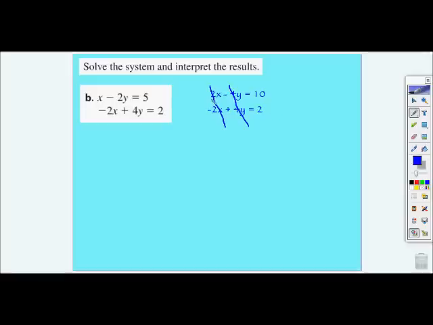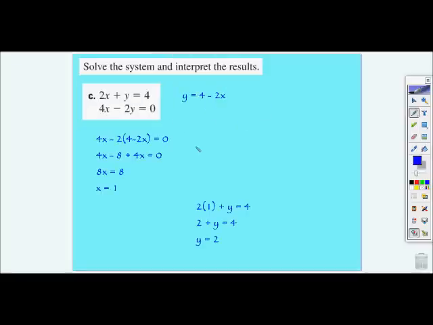Okay, where did I get the 2x minus 4y equals 10? Because I saw that we could easily find two equations that could have opposite coefficients, I multiplied this first equation by 2. In doing so, I eliminated both of my variables. That would be the approach of using linear combinations.